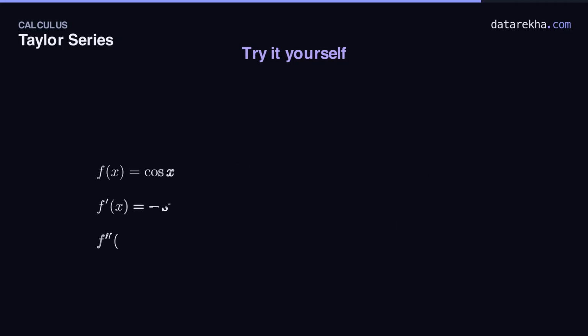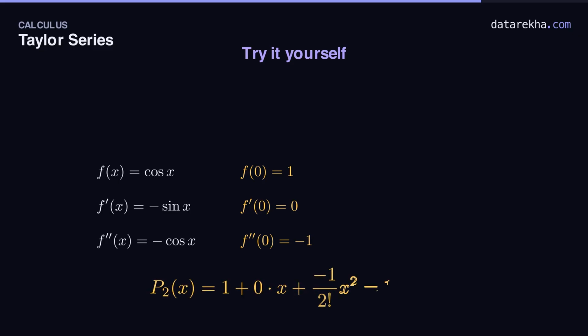Here's the walkthrough. The derivative of cosine is minus sine. Differentiate again, and you get minus cosine. Now evaluate at 0. Cosine of 0 is 1, minus sine of 0 is 0, and minus cosine of 0 is minus 1. Assemble it. 1 plus 0 times x plus minus 1 over 2 factorial x squared. That's 1 minus x squared over 2. If you got that, you've truly got it. And you've just proved the famous small angle rule for cosine.